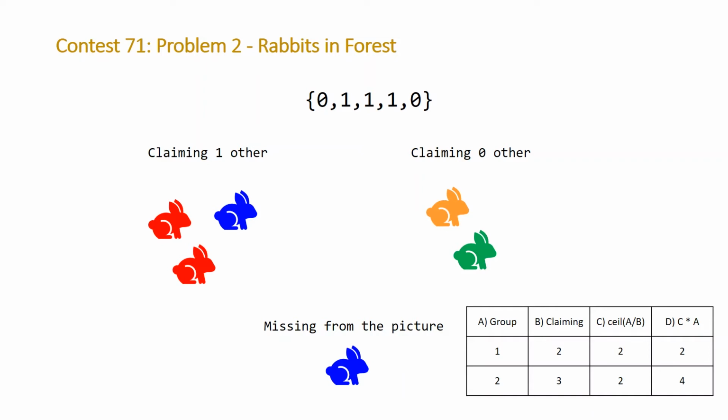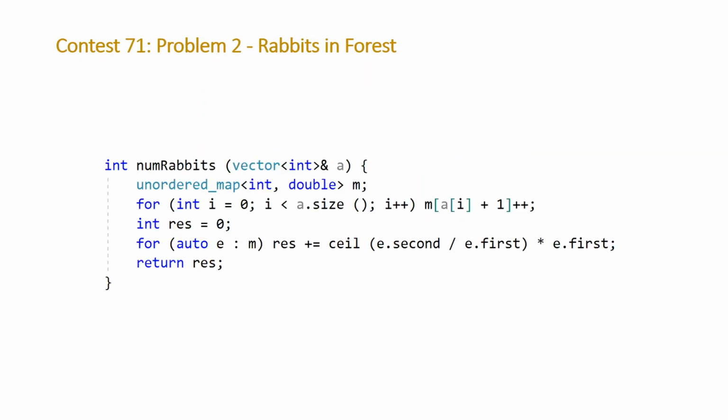So that will basically back out that we need to have 2 groups of rabbits in the claiming one other category. And then once we've done that division, we just multiply it by the number of rabbits in that group, which is going to be column D, and then we just sum this column. So the answer for this array will be 6. So let's take a look at our code.